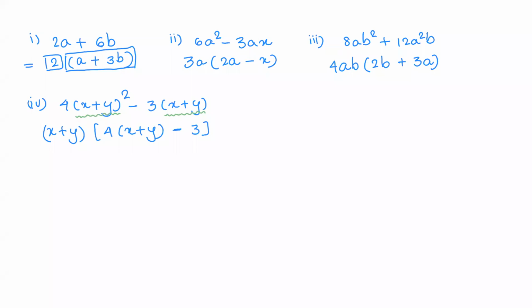Now you see we can do a little bit of simplification inside the bracket. So we have (x plus y) into, if you open the brackets, we get 4x plus 4y minus 3. So we have factorized it. So (x plus y) into (4x plus 4y minus 3).